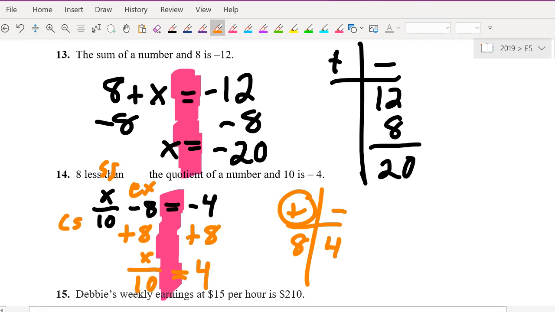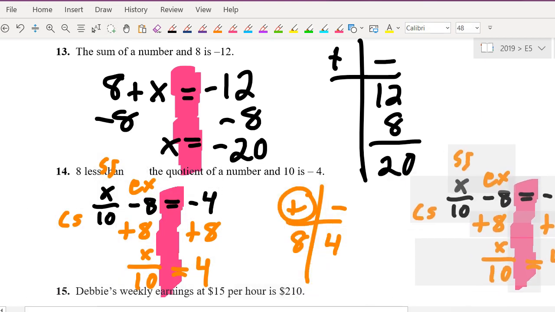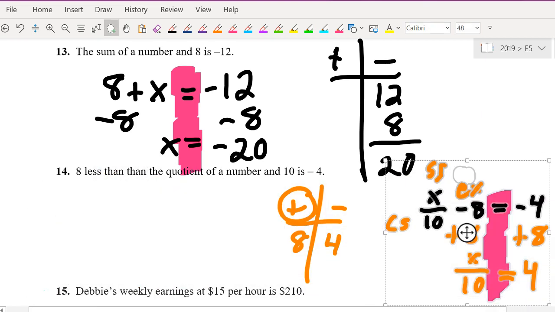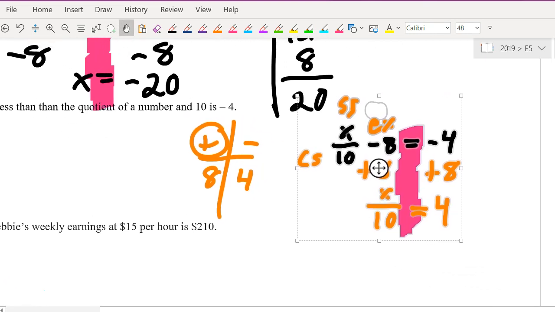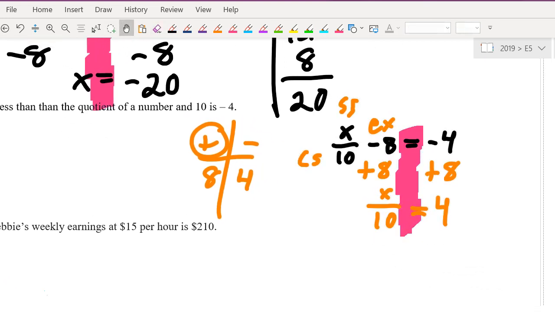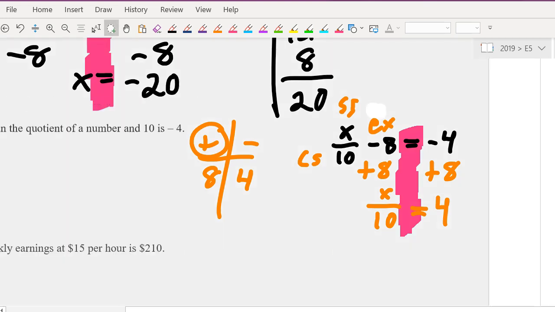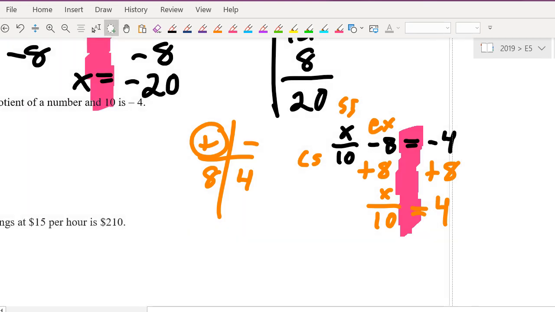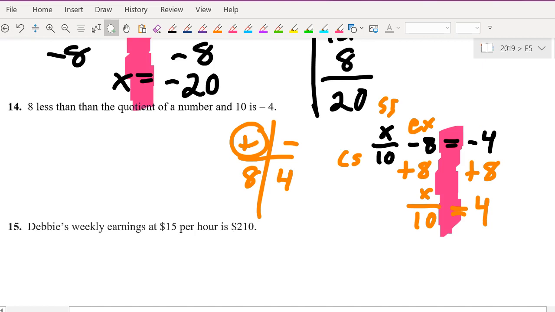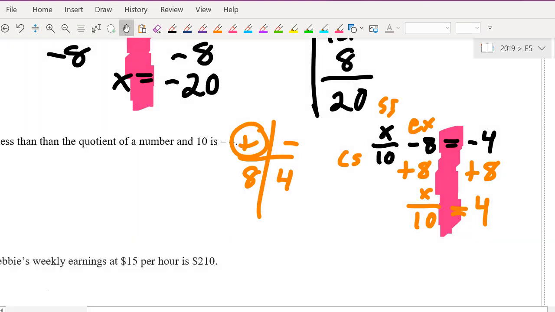Now I want to multiply by 10 on both sides. My magic lasso is malfunctioning. Okay, here we go. Times 10 on both sides. X is equal to 40.